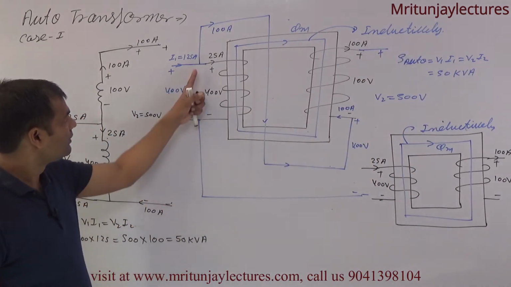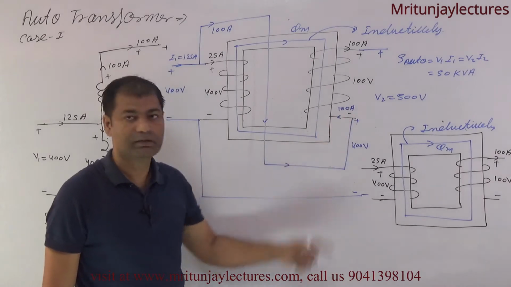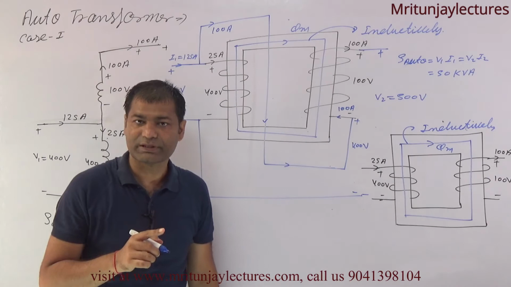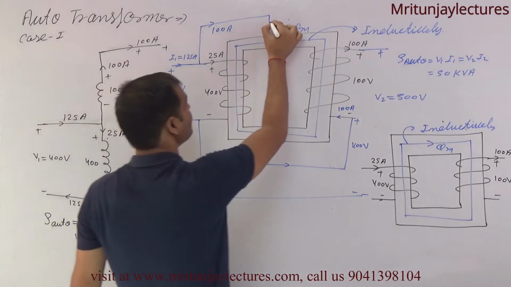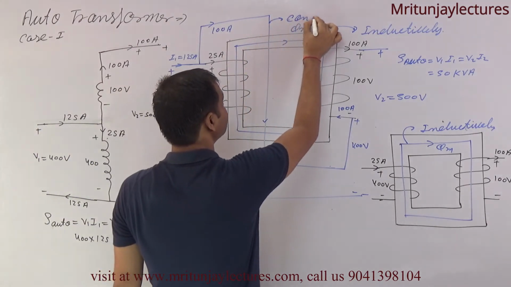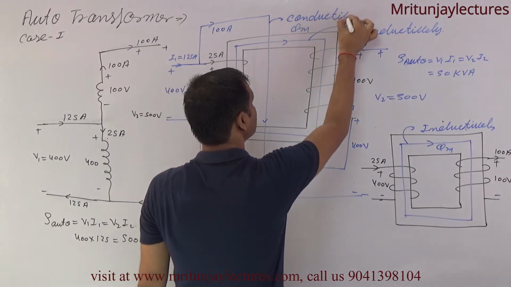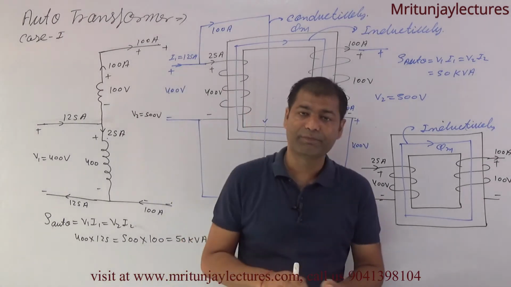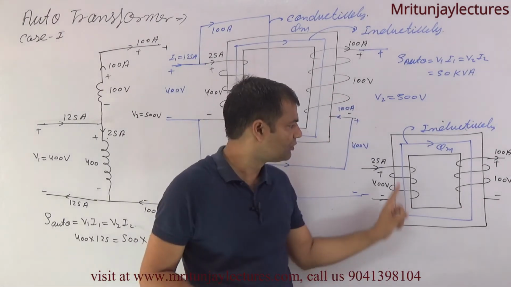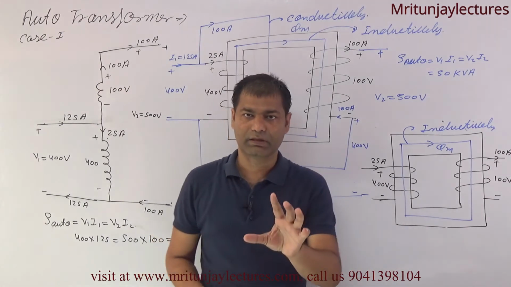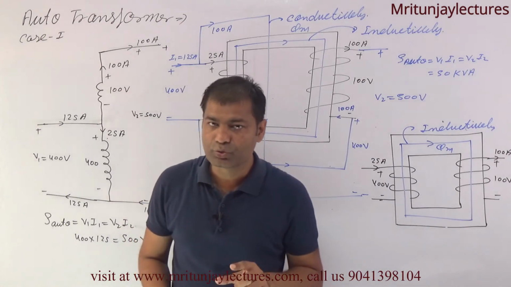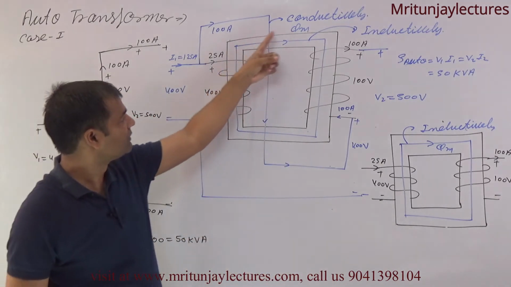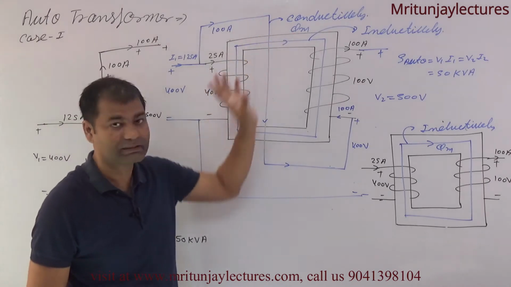And with conducting wire, and also with conducting wire. So no electrical isolation, that is conductively. Clear? In a two winding transformer, power transfers only inductively, but in an auto transformer, power transfers inductively as well as conductively. Clear?